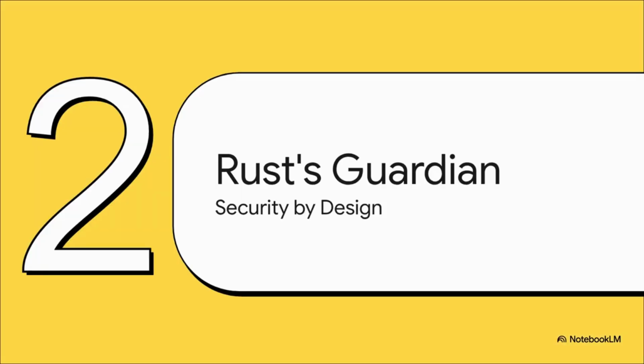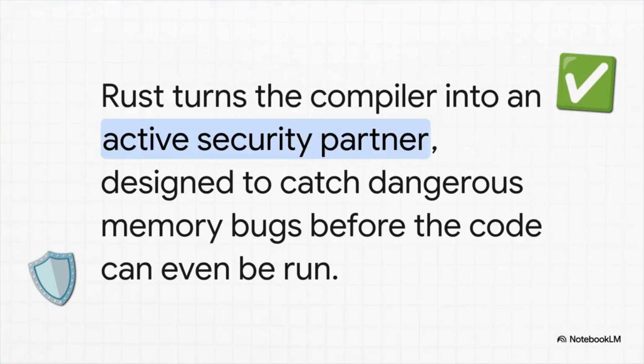But this is where the story gets really interesting, because Rust enters the scene, and it approaches this whole problem from a completely different angle. It asks, what if the developer didn't have to be perfect? What if the language itself could be a guardian, protecting you from these mistakes? And that's Rust's entire philosophy in a nutshell. Safety is not optional.